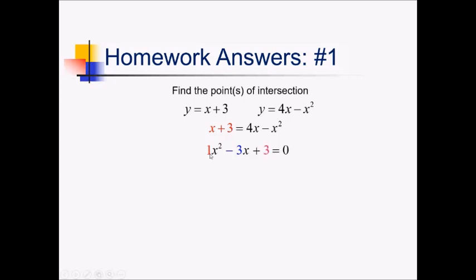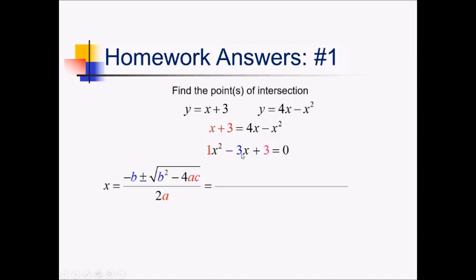Now, we have a 1 for the a value, so I might be able to factor this. Let me see. Are there things that multiply to 3 and add up to negative 3? Well, the only possibilities for 3 are 1 and 3 for factors, and that's not going to add up to 3 or negative 3, even if they're both negative. So we're going to have to use the quadratic formula. That's negative b plus or minus the square root of b squared minus 4ac, all over 2a. There it is.